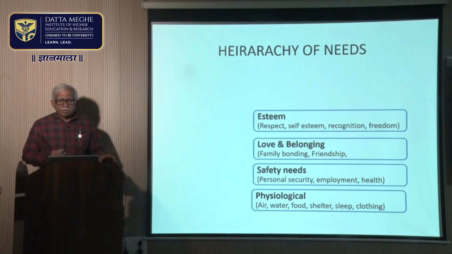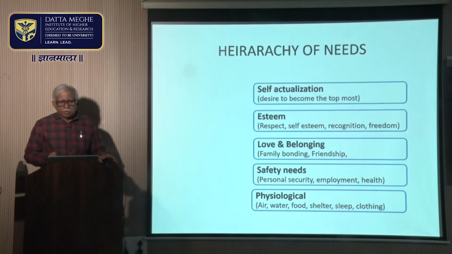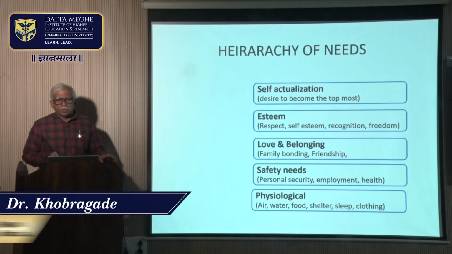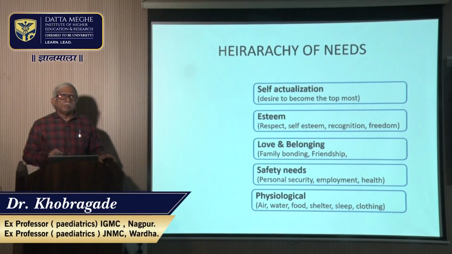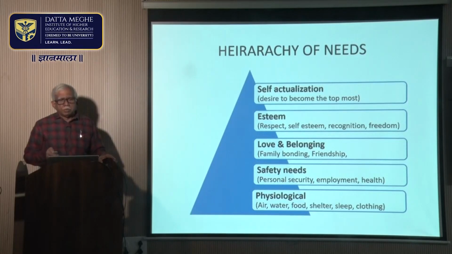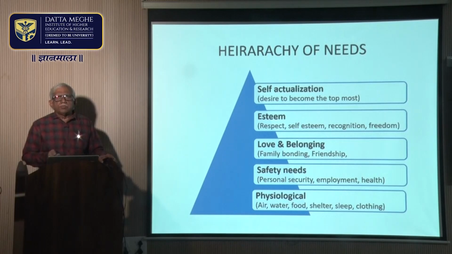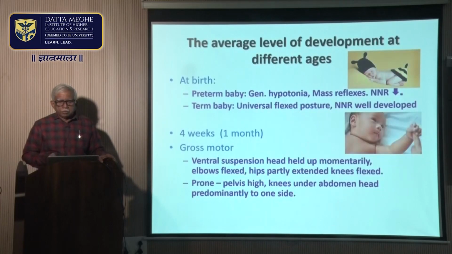So, self-esteem, the recognition, the freedom, all these things are the requirement of the child. This is the fourth, and last but not the least is self-actualization, that means desire to become the topmost person in a society. So, these are the various hierarchy of needs which the psychologist Maslow has already described, and all these children have to strive for all these developmental goals.